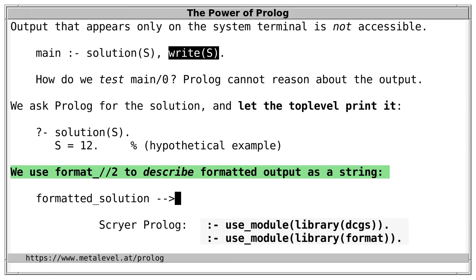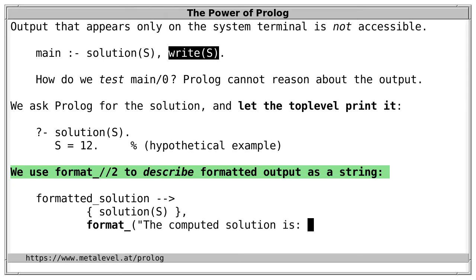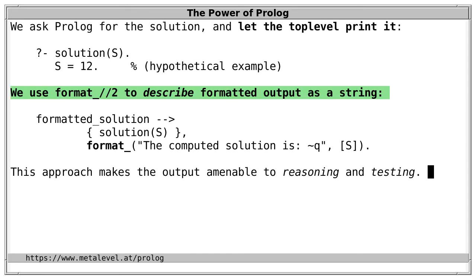So for example, in Scryer Prolog, we load the DCGs library and format_ is in library(format). And here we state, for example, if S is a solution, then the output we want to describe is a list of characters that also contains the quoted solution S. And we call such a specification a format string, because it specifies the format of the output. And the second argument is a list with terms that are referred to in the format string. And the advantage is clear, because the output is now amenable to reasoning, and in particular to testing.